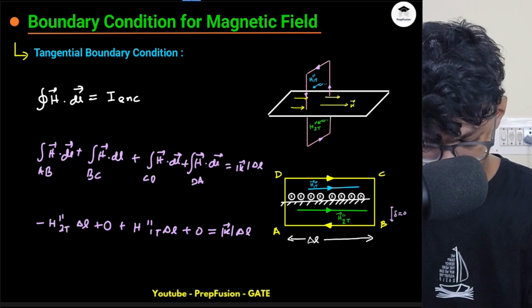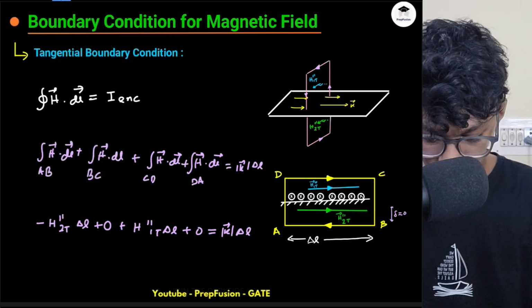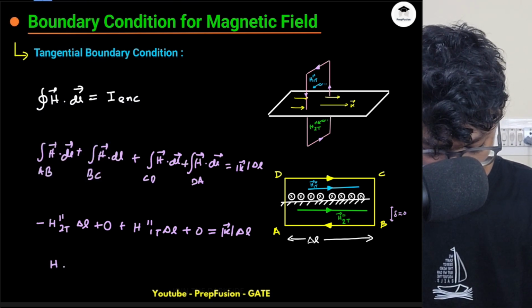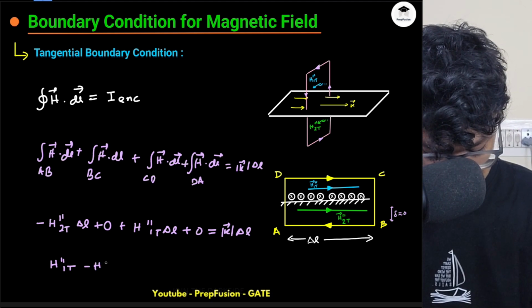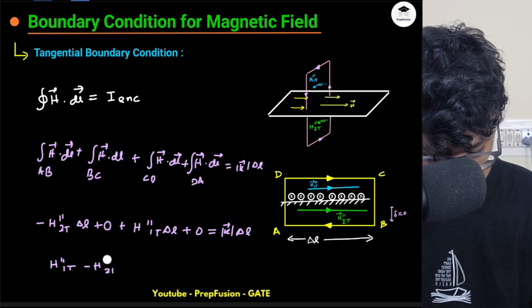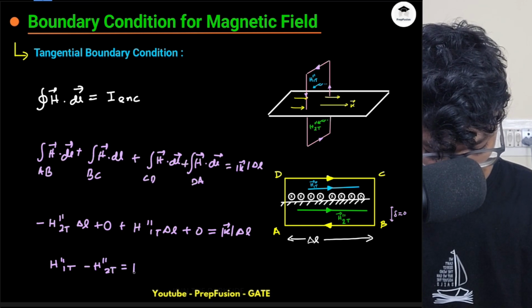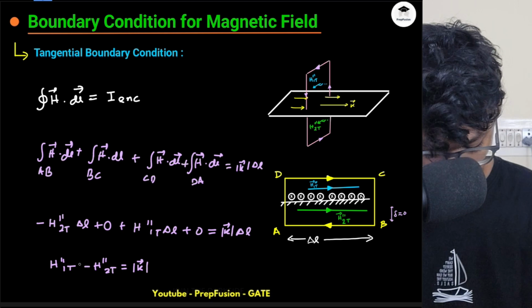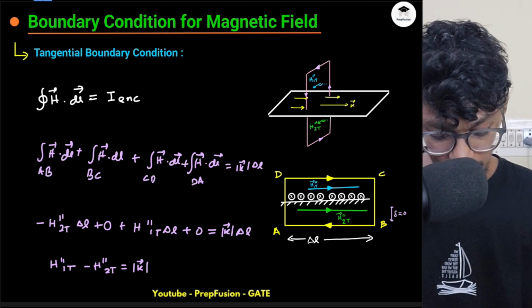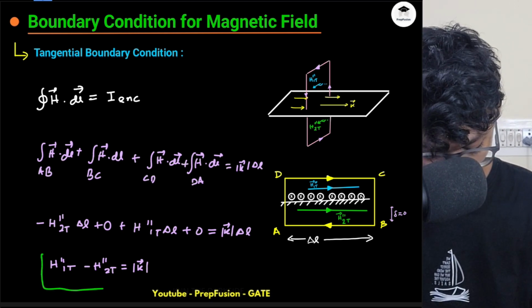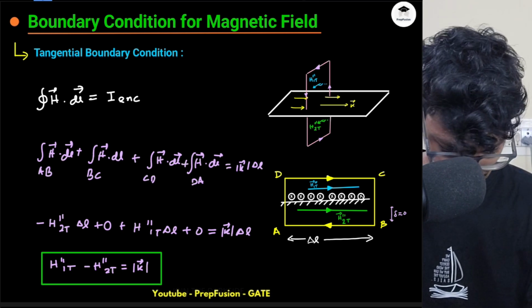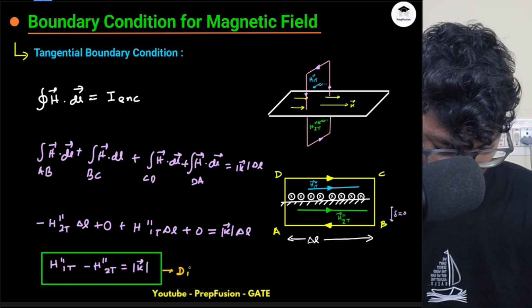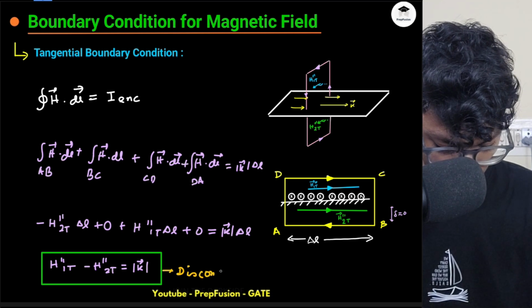Delta L is the length of this Amperian loop. So this becomes H1 double dash T minus H double dash 2T equals the magnitude of K. Now what I am observing is that this is the actual boundary condition, and this is discontinuous about the boundary.